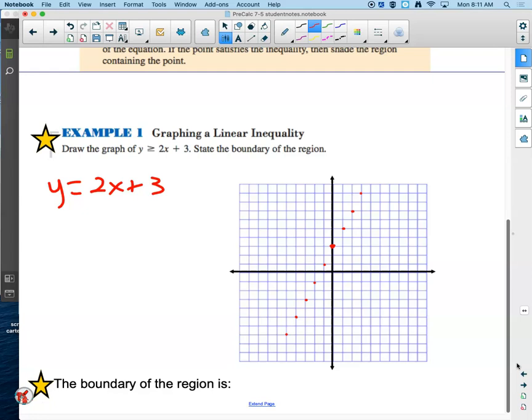But then we have to stop pretending. So now we have to think, well, did it have an equals bar? Because if it did, then I need to make it solid. And it did. It was y is greater than or equal to. So this will be solid.